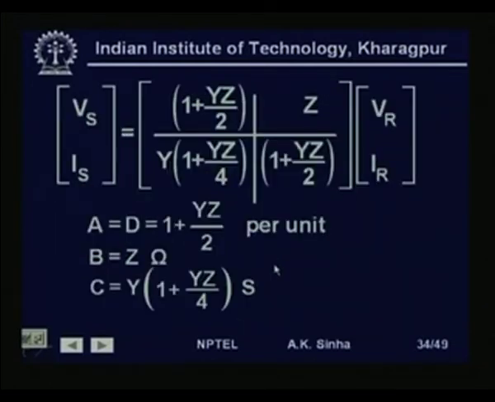For this line, if we write the ABCD parameters, then we have [Vs; Is] equal to [1 plus yz by 2, z; y into (1 plus yz by 4), 1 plus yz by 2] times [Vr; Ir]. A is 1 plus yz by 2, B is z, C is y into (1 plus yz by 4), and D is equal to 1 plus yz by 2, that is, A is equal to D. And if we again compute AD minus BC, we will find that it is equal to 1.